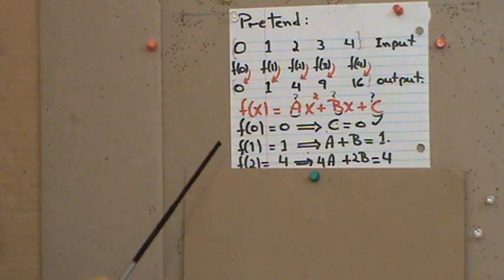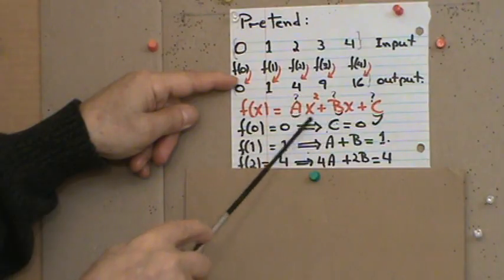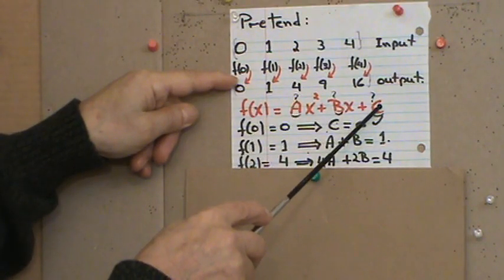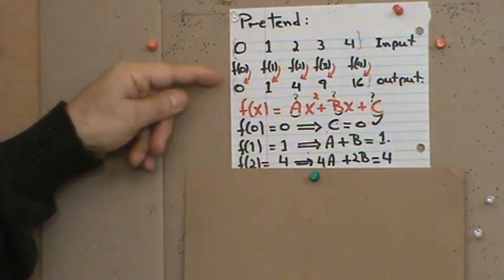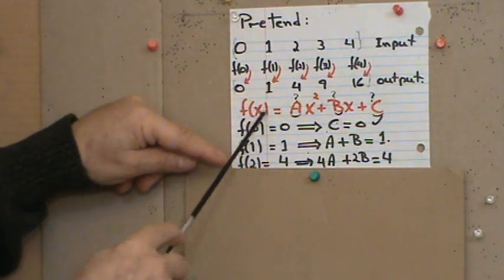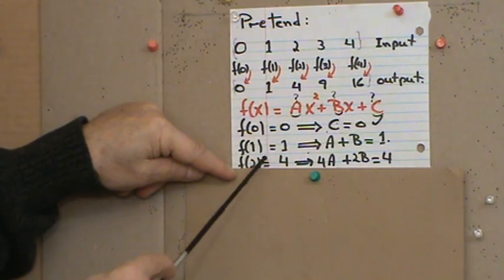Do you follow me? When I put 0 for x, this term is 0. When I put 0 for x, this term is 0. And I'm left with c, and f of 0 is 0. So c is 0. Fantastic, I found my c. So I go to the next one. I give him 1, he gives me 1. You see that the input is 1, the output is 1.